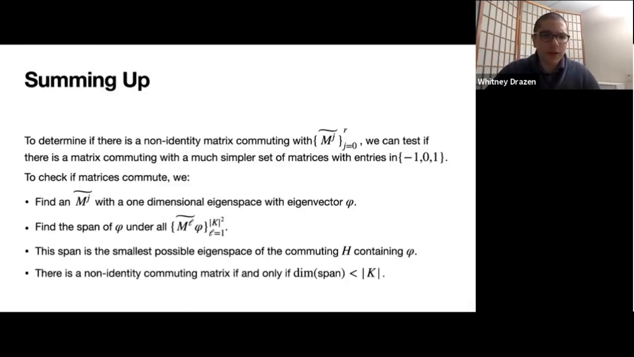Okay, and so if the dimension of this span is less than the size of k, then we've basically constructed a commuting matrix. It's just something that has one eigenvalue on the idempotent for the span and something else for its orthogonal complement. Otherwise, if the span is equal to k, then we've shown that no such commuting matrix exists.